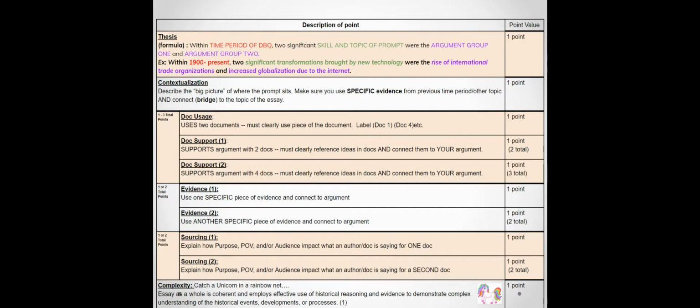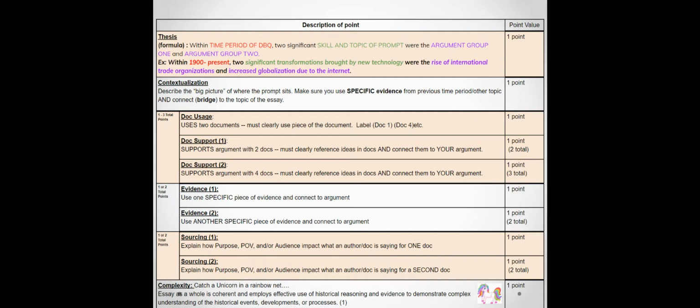So the first thing right off the bat, I want you to notice thesis and contextualization have stayed the same. For your thesis, the formula hasn't changed. You give the time period. You give two significant topics of the prompts that involve a historical thinking skill. These skills and prompt topics form your argument groups, group 1 and group 2, that then become the topic sentences for your 2 body paragraphs. Hasn't changed, guys. The thesis is still answering the question.